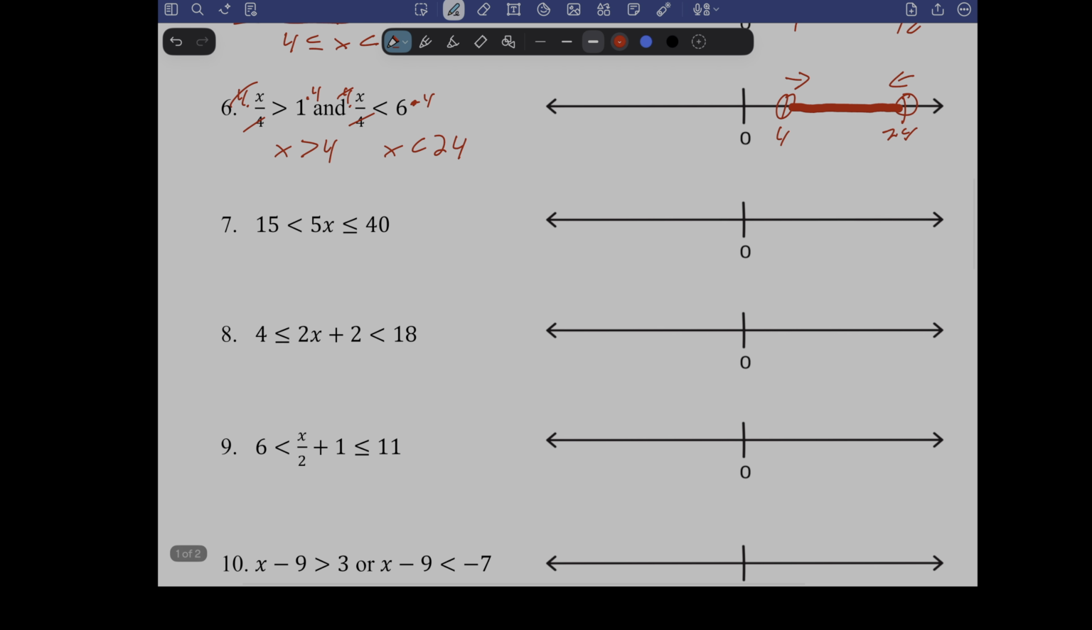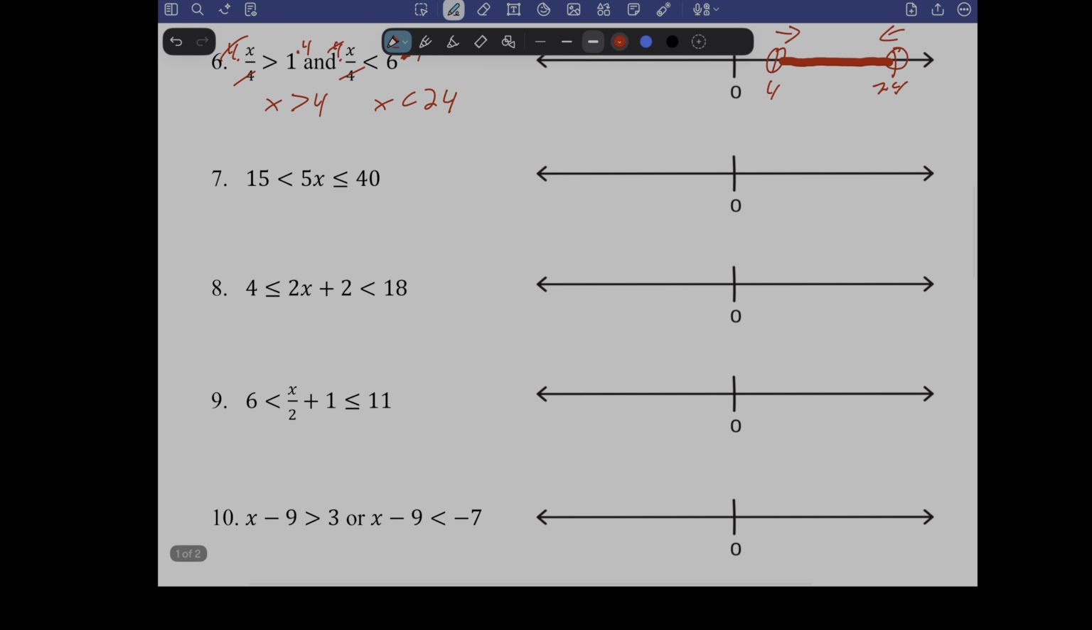All right, number 7, let's keep plugging away. I've got 10 of these right here. On this one, if I divide by 5, I've got to divide all three by 5, and I'm left with 3 is less than x is less than 8. Well, here's a 3, and there's an 8. They're both going to be holes because there's no equal sign. And boom, there we go. They're right in between.